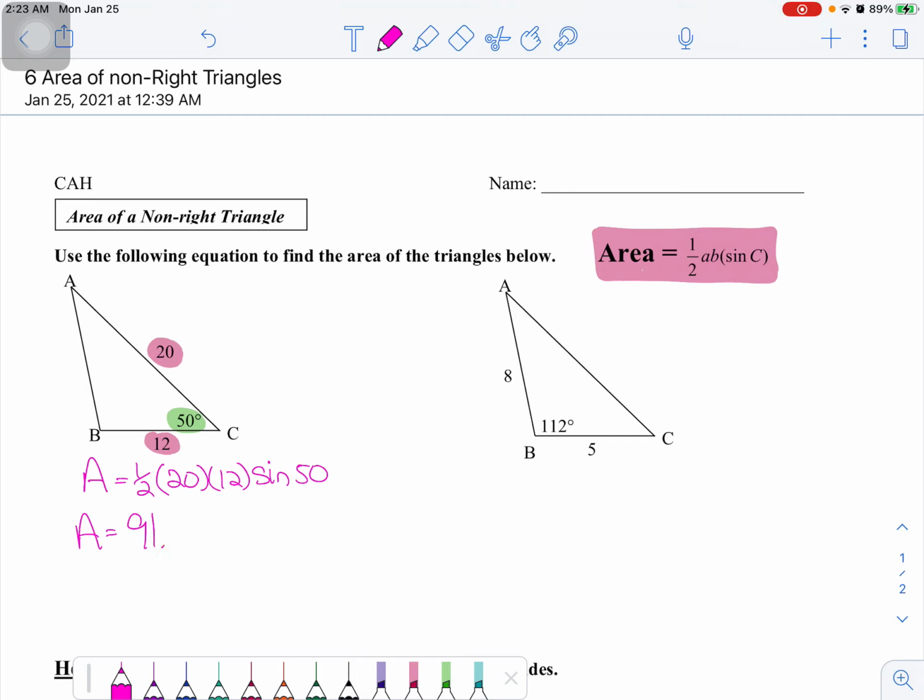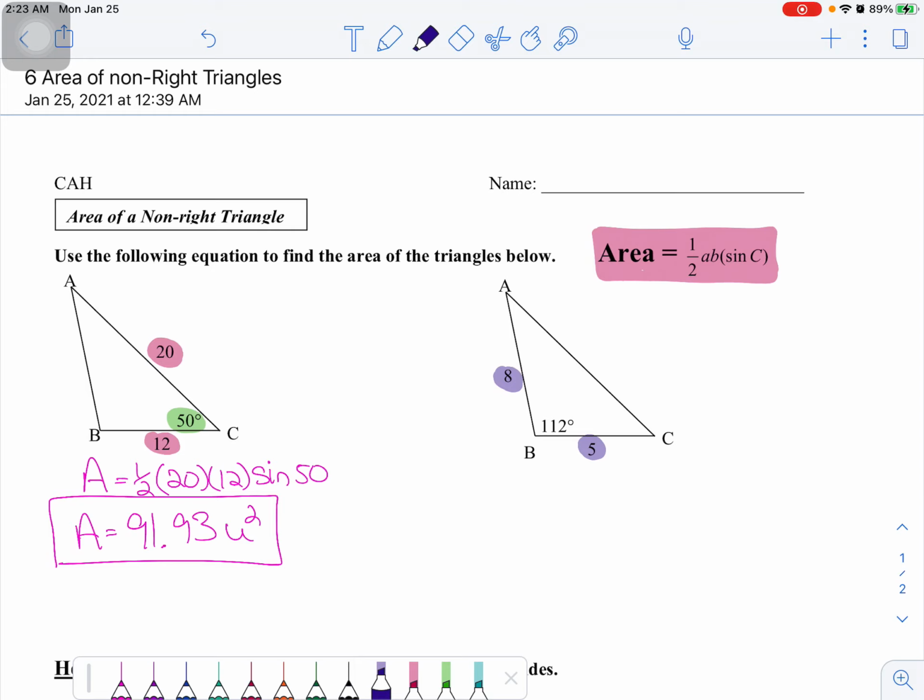So the area of this triangle, we don't know its units, so let's just go ahead and say it's 91.93 units squared. I'm going to use the U term for units. Area is always something squared. And we've found the area of that triangle. It can be that straightforward.